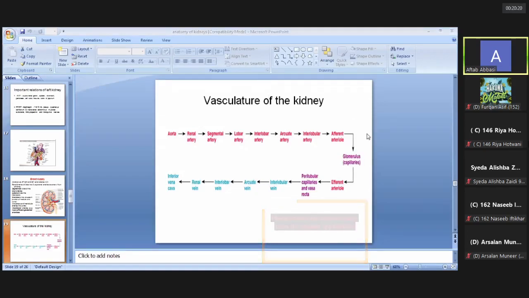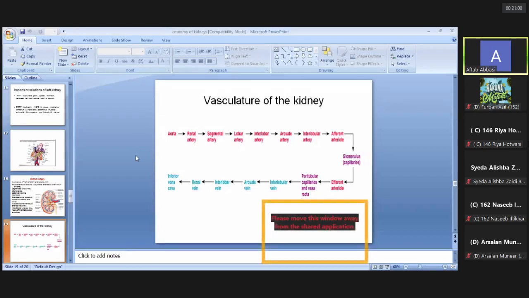Now corresponding veins drain the kidney. From the glomerulus, it forms the efferent arteriole that enters and forms the peritubular capillaries and vasa recta. These capillaries then drain into the interlobular vein. The interlobular vein then forms the arcuate vein. The arcuate vein enters the interlobar veins. From the interlobar veins, either they directly enter the renal vein or through the segmental vein enter the renal vein. From the renal vein, the blood is drained into the inferior vena cava.